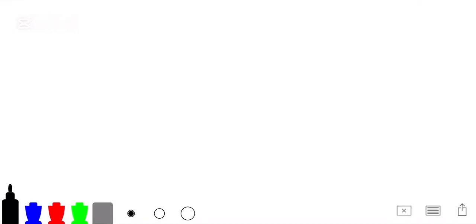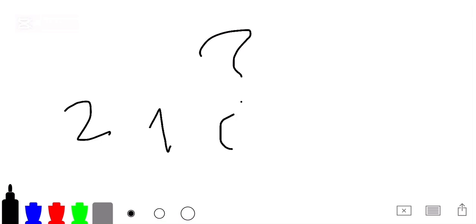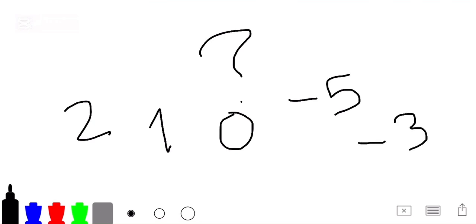They may look complicated, but once you know the rules, it'll be a breeze. Let's go. So, what are integers? Integers are whole numbers. So think 2, 1, 0, -5, -3. So basically numbers that aren't fractions or decimals.